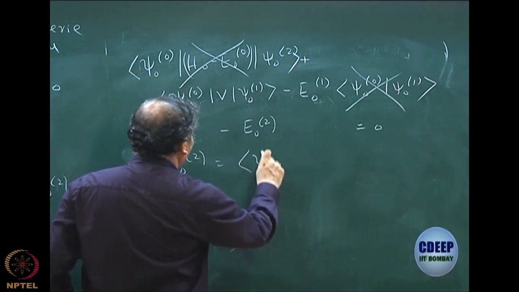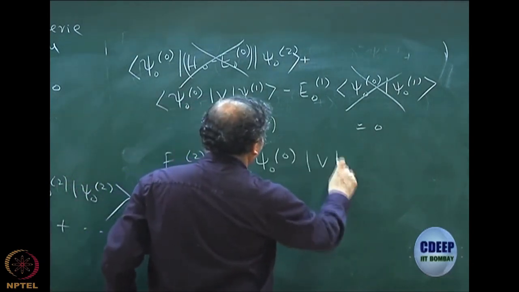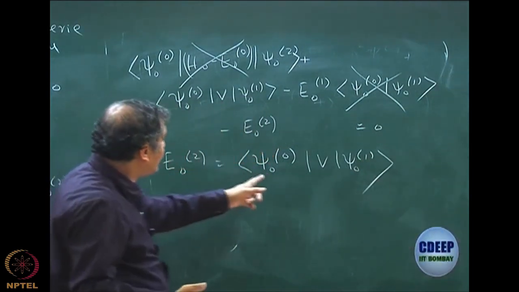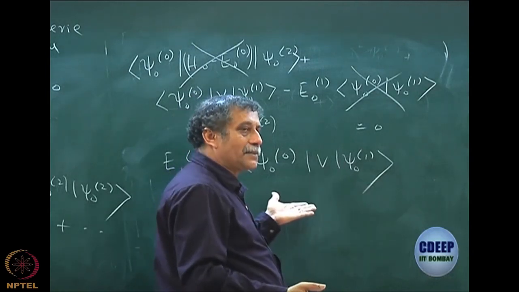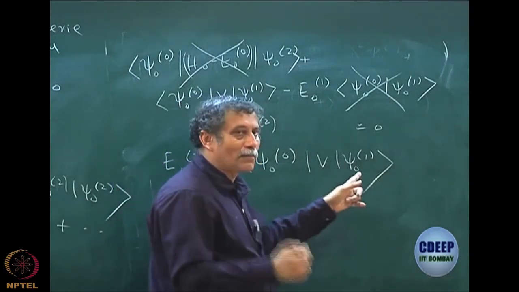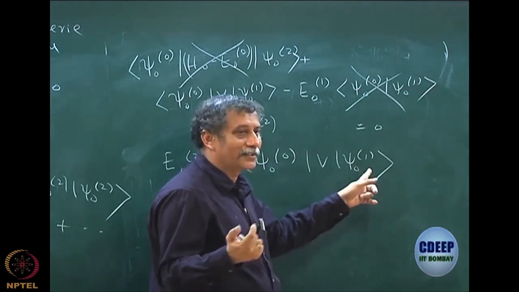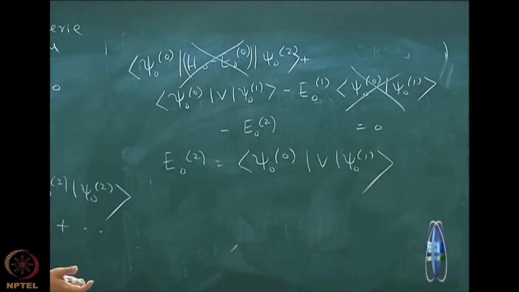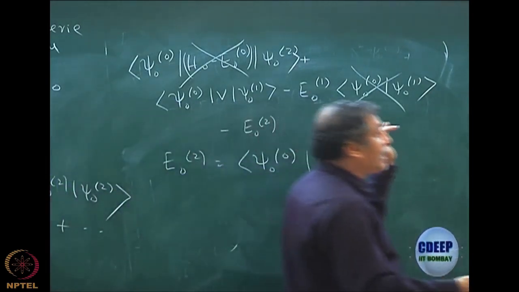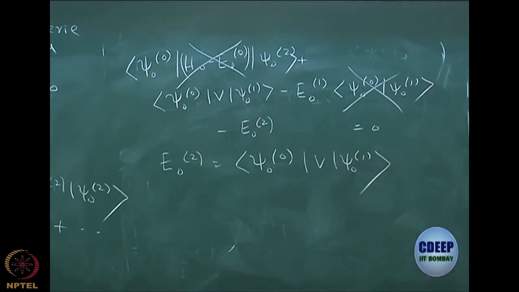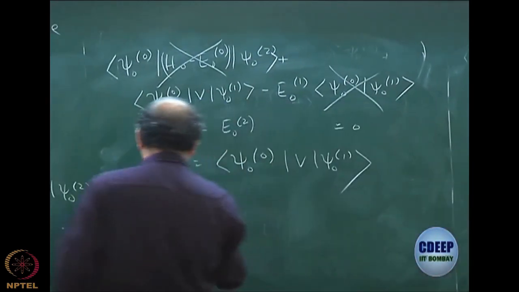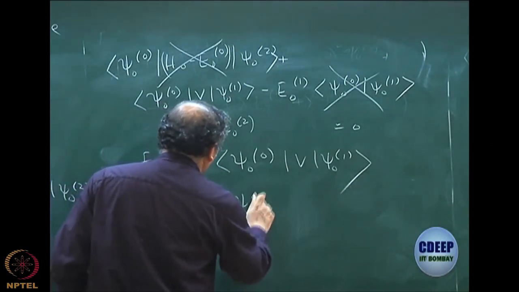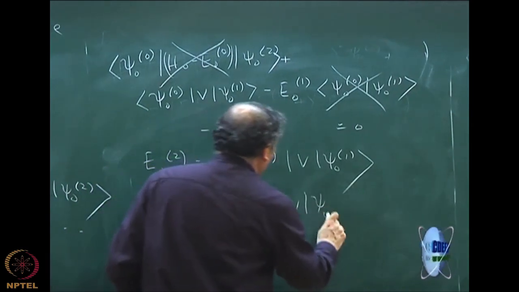So, I have only two terms, and then I can write E 0 2 very easily as psi 0 0 V psi 0 1, just as I wrote E 0 1 as psi 0 0 V psi 0 0. It actually looks exactly similar, except there is a second order. So, somewhere one more order has to increase. So, this is first order. So, it is no longer an average value of V with respect to anything, but a matrix element. Okay? What is interesting is that you can write an nth order equation and find out, in the same way, by projection with psi 0 0, a general E 0 n, which is psi 0 0 V psi 0 n minus 1.